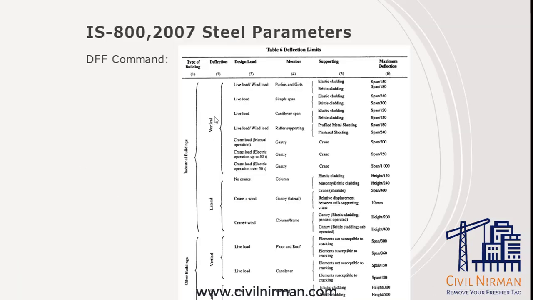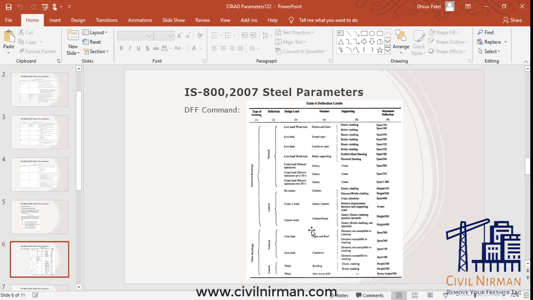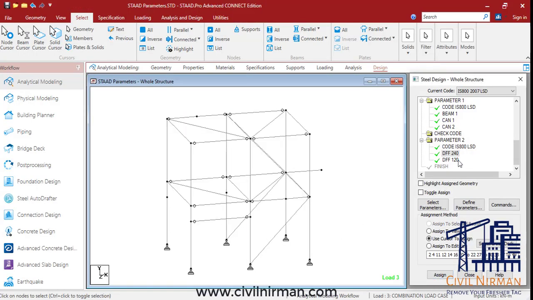So that was about the vertical displacement. Now we come to lateral displacement. When there's no crane and we have column members, for elastic cladding we have to restrict our displacement to 150. Other cases are crane plus wind, and crane plus wind with a gantry and column frame. Since we'll have no crane but the impact of wind load on our structure, with the elastic structure arrangement we'll have a limit of H by 200. So the DFF value for column will be 200.